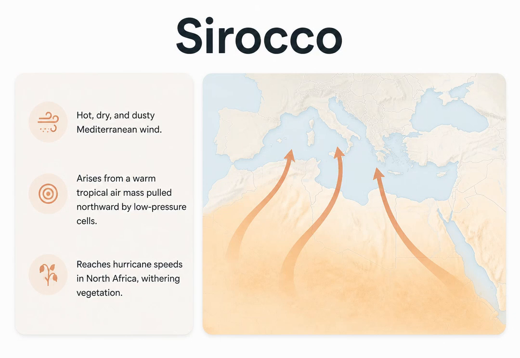The Sirocco is a hot, dry, and dusty wind originating in the Sahara or Arabian deserts. It is essentially a tropical air mass that gets pulled northward by low-pressure systems moving across the Mediterranean Sea. In North Africa, its scorching heat withers vegetation and crops, and it can even reach hurricane speeds.